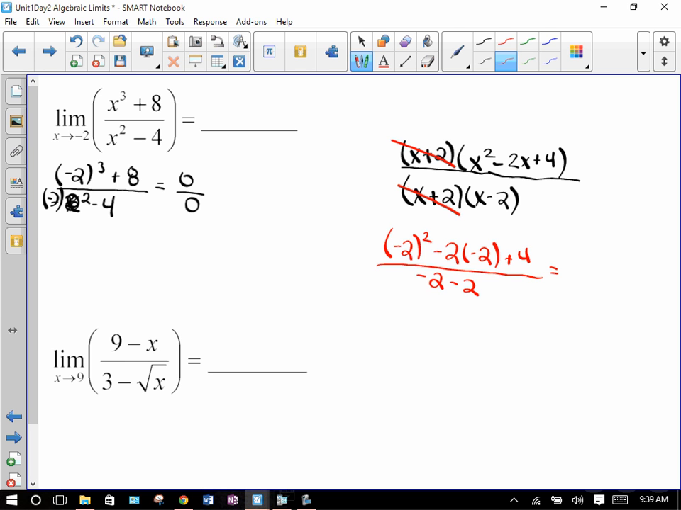So that's going to give us 4. This is going to be minus negative 4, so that's actually 4 plus 4, it's 8, plus 4 is 12, divided by negative 4, so it's going to be equal to negative 3. Hopefully you guys check on that, because you guys were not checking on that.